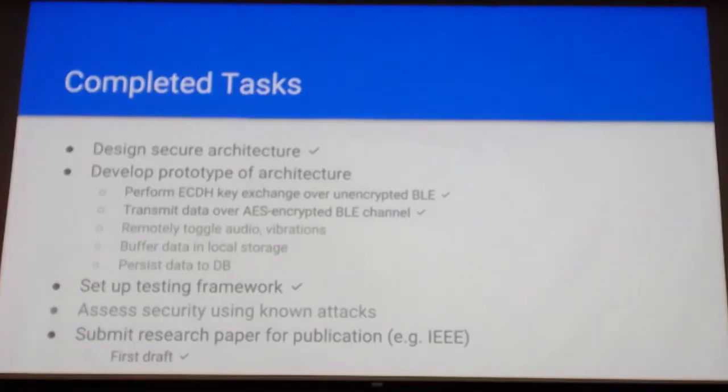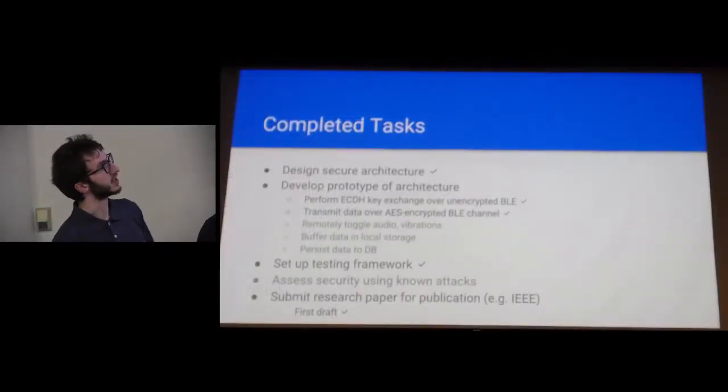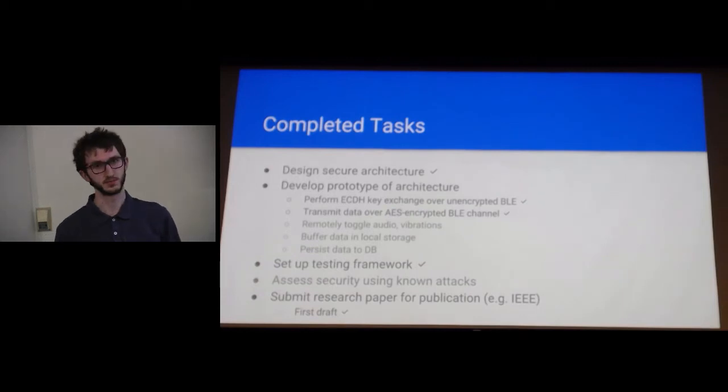So you can see the tasks that we've completed have the check marks. We've designed the secure architecture. We have drafted a proposal of that architecture, and we have completed the first two bullets of the prototype, namely the encryption and key transfer.